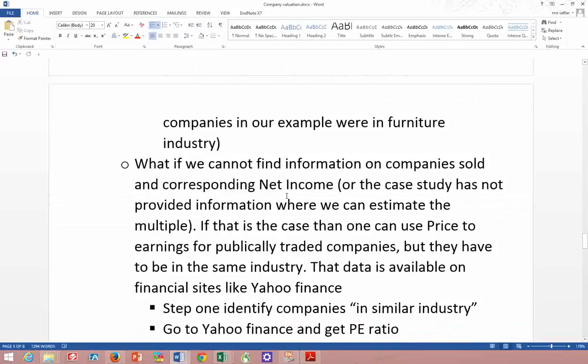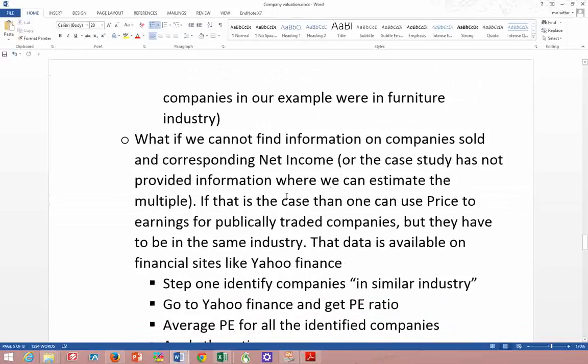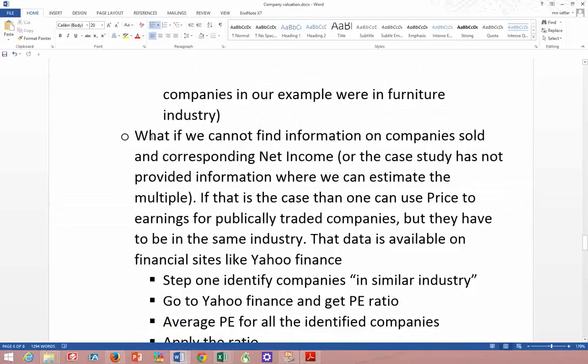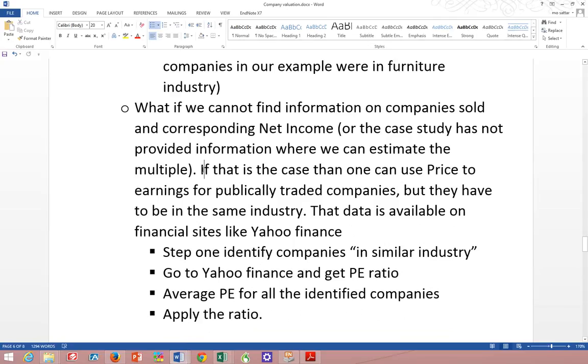Now, shifting gears a little bit. What if we cannot find the information on any specific company sold and its corresponding net income, or the case study has not provided information? Sometimes case studies will, but if they don't, then one can use price to earnings for publicly traded companies, but again, they have to be in the same industry that the data is available on.